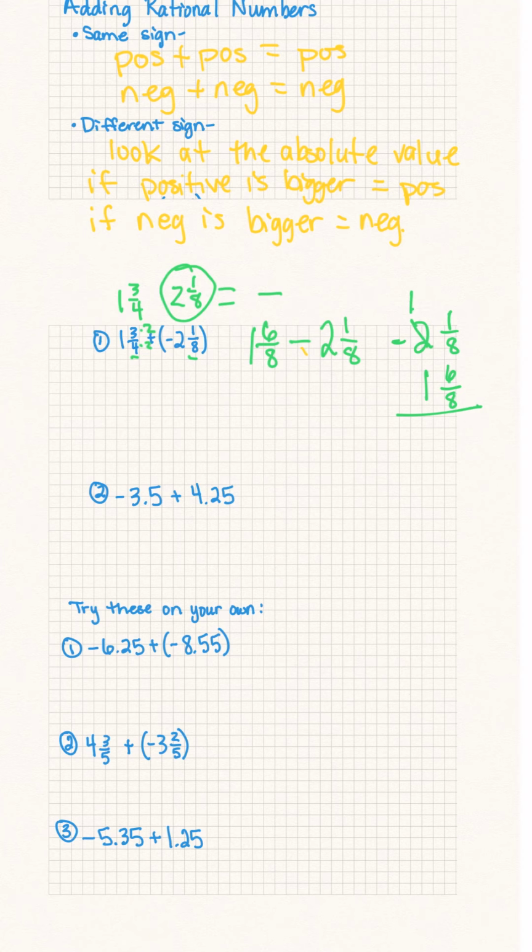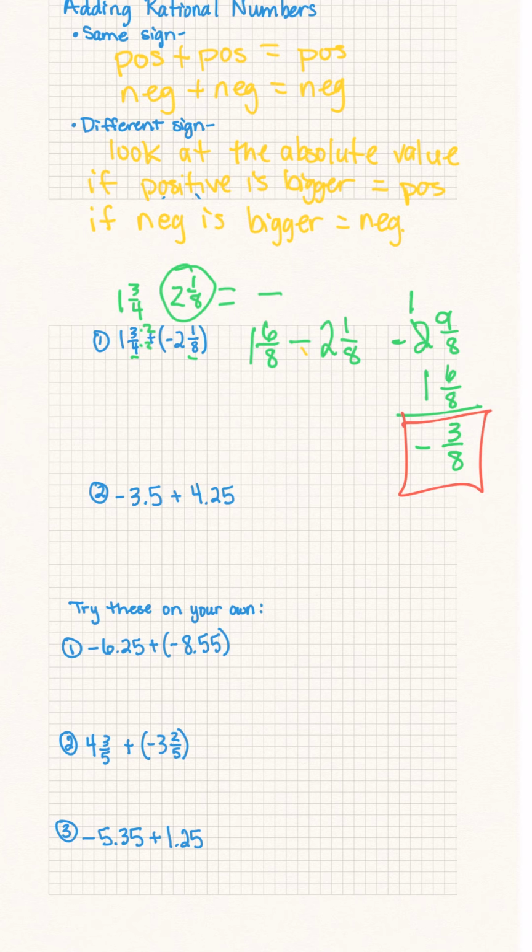When we add that to the 1/8, we get 9. So then 9, if we take 6 away from 9, we get 3/8. 1 subtract 1 is 0, and we know it's going to be a negative. So our answer is a negative 3/8.